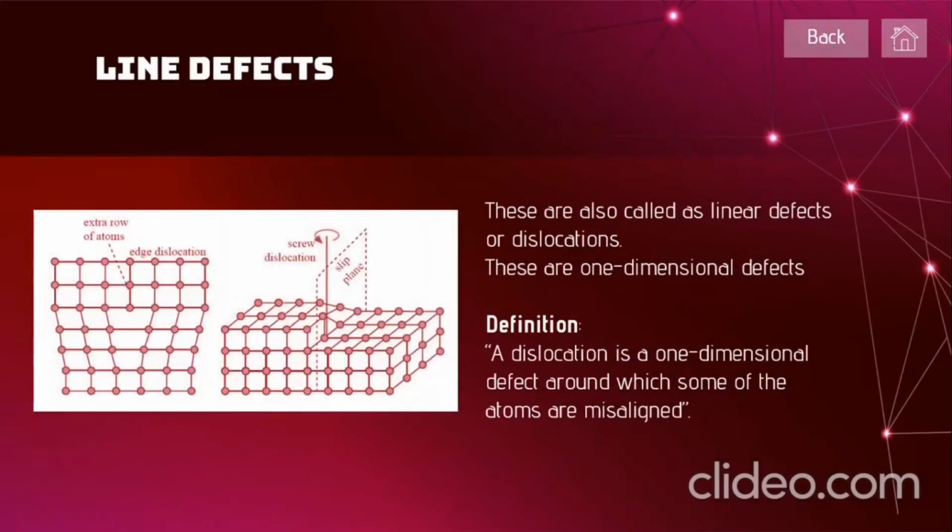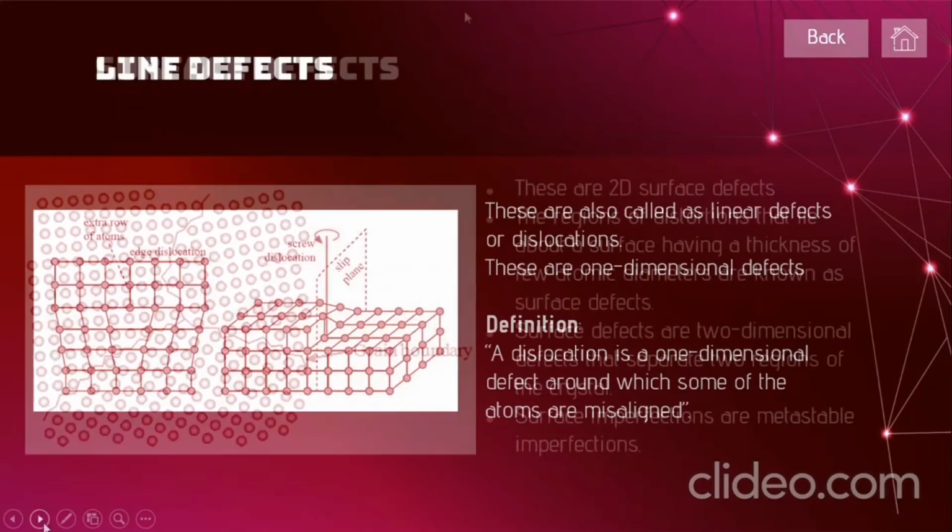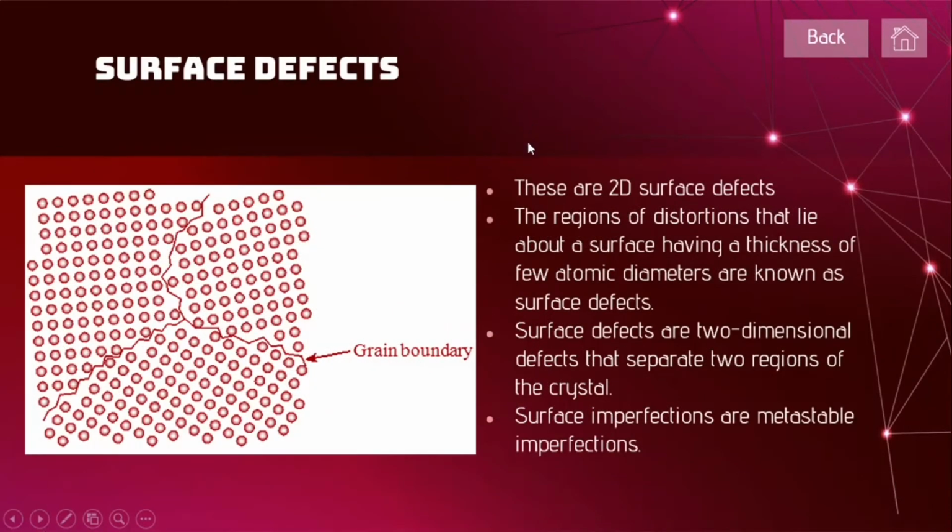After point defects, we have line defects. These are also called linear defects or dislocations. This defect happens in one dimension. So the definition is that a dislocation is a one-dimensional defect around which some of the atoms are misaligned. So from this point, it will be continued by my partner.